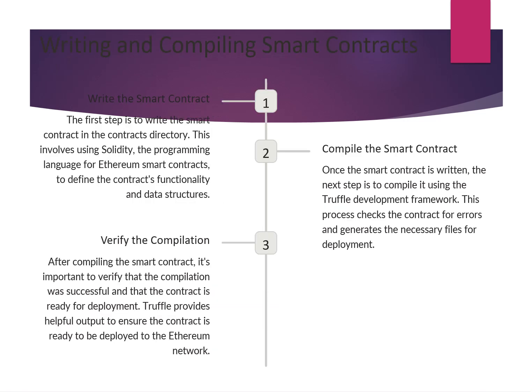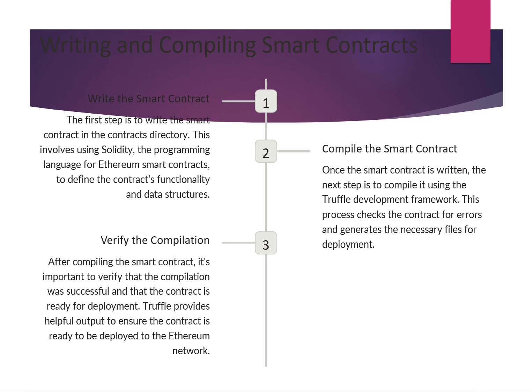Here are the steps. First, place your Solidity code in the contracts directory. Solidity is the programming language used for writing smart contracts on Ethereum. Then use the command truffle compile to check for errors and prepare it for deployment. Then verify the compilation. Ensure that the compilation was successful and the contract is ready for deployment.